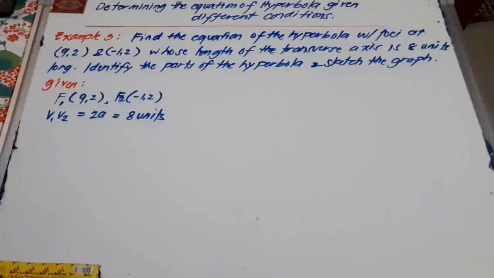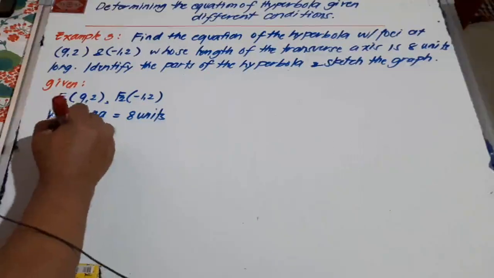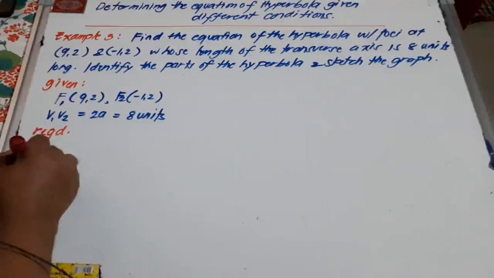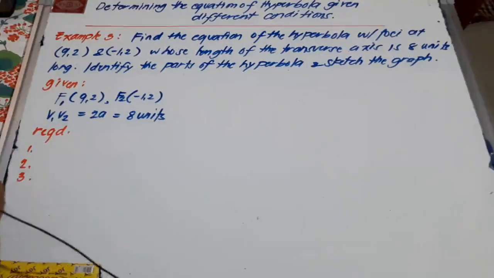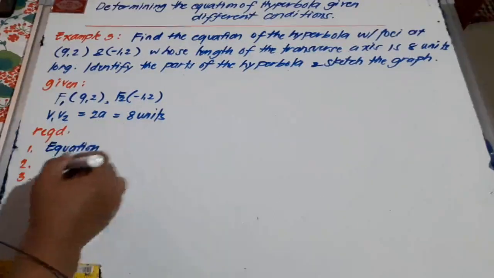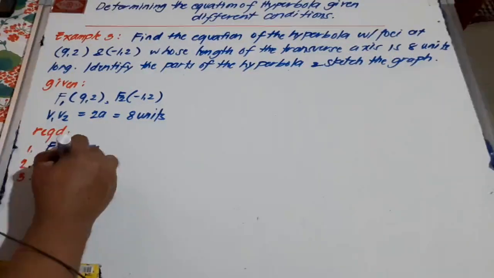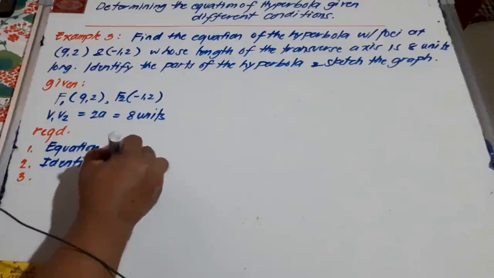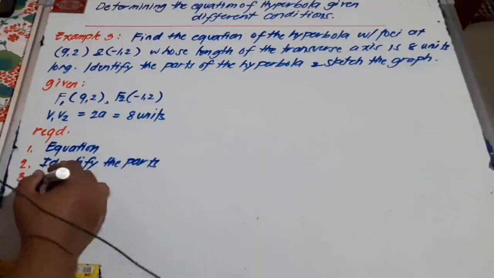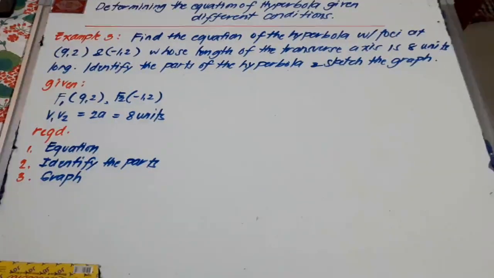So, that's all. Okay. What we are asked to find is, first, the equation. Second, the parts of the hyperbola. We identify the parts. And then, the graph of the hyperbola. So we determine the equation of the hyperbola, we identify the parts of the hyperbola, and then we sketch the graph of the hyperbola.